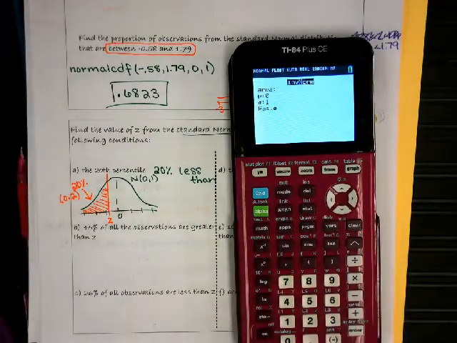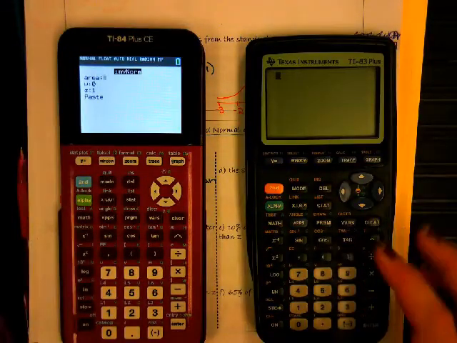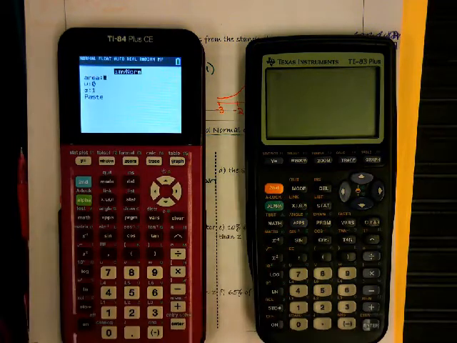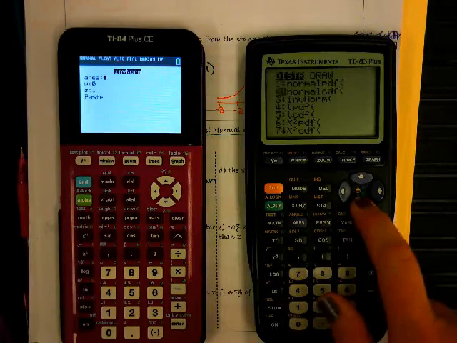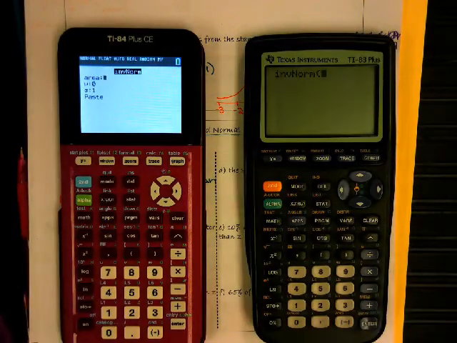So those of you with the older calculators, same thing as yesterday. The newer ones prompt you for the information. The older ones will just paste it into the home screen for you, and then you have to put the information in. So inverse norm asks for the area, and then your mean and your standard deviation. Since we're still working with the standard normal distribution, it's still 0 and 1 for the mean and standard deviation.